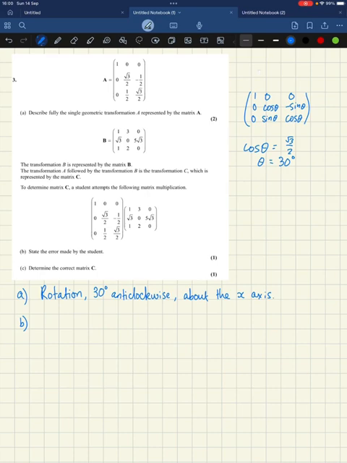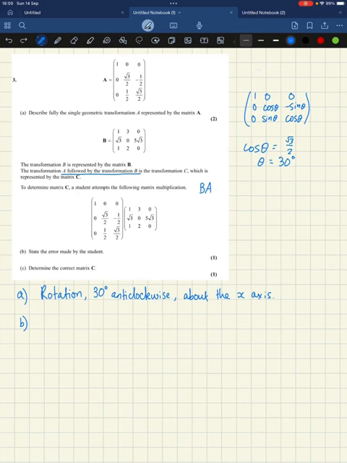Part B. Okay, so transformation B is represented by matrix B. A followed by B is C. So we've got A followed by the transformation B. Now, from successive transformations, we know that that's going to be the matrix of B multiplied by the matrix of A. So it should be this multiplied by this. But here they've done it the other way around. They've done this multiplied by this.